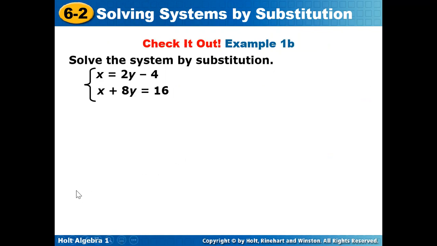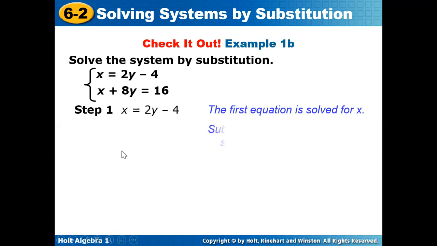Solve this system by substitution. Pause the video and then come back for the answer. All right. So the first equation is already solved for x. So we're going to take everything that x is equal to, and we're going to plug it in here where our x is in our other equation.